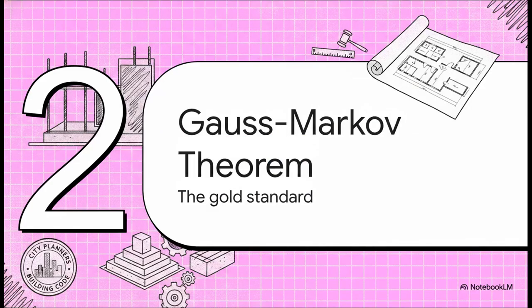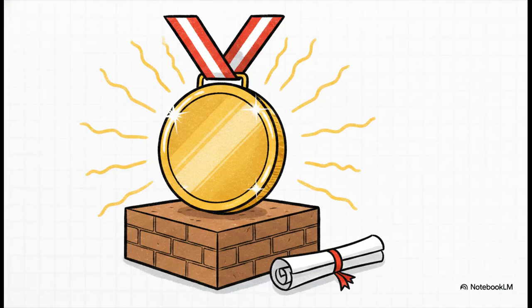Okay, moving to part two. With the foundation poured and our building code followed, we need to prove to the city planners that our blueprint is the best one available. Enter the Gauss-Markov gold standard. This introduces us to an incredibly important concept called BLUE, which stands for Best Linear Unbiased Estimator.